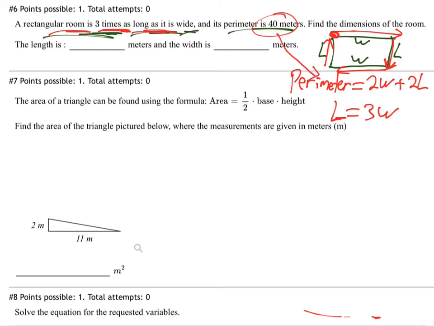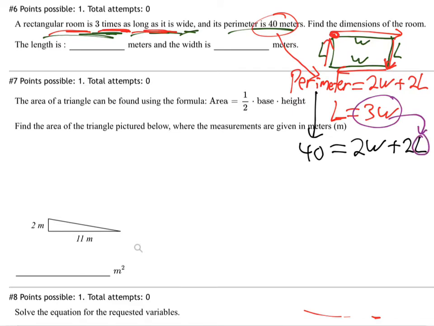So I can pop a 40 right in there for the perimeter. Let me bring that down here. 40 for the perimeter is 2W plus 2L. Good so far. I just popped a 40 in for perimeter because they told me perimeter is 40. And now I can't solve an equation with 2 letters. I need to plug in for one of them, don't I? L is 3W. So that's what we're going to do. We're going to take this and put it right there in the place of L. That way it'll be all just W. See how that works?